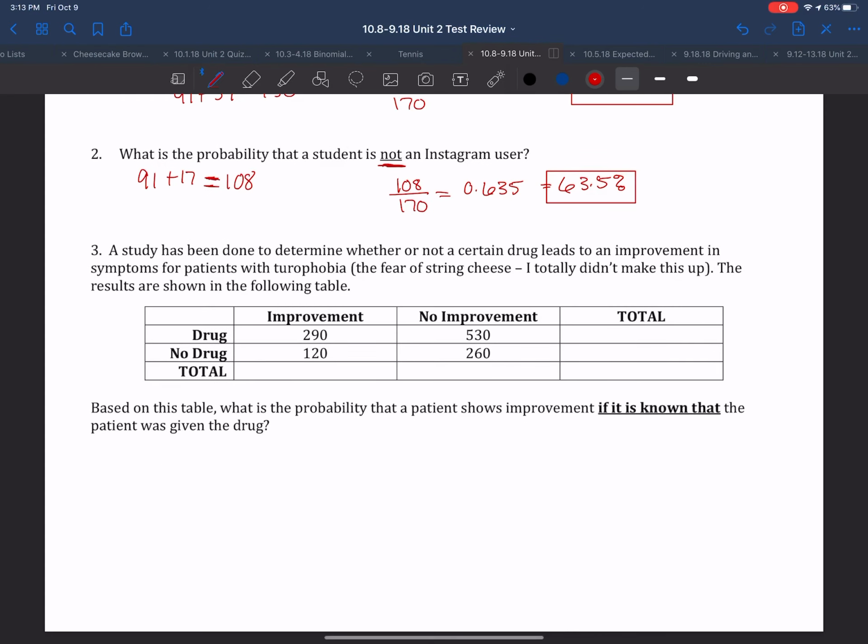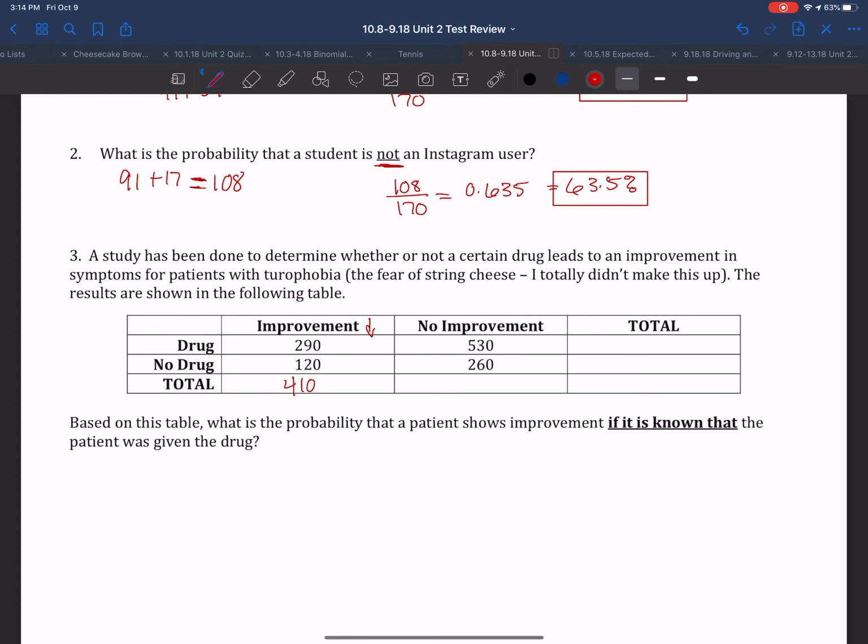Now, number 3 says a study has been done to determine whether or not a certain drug leads to an improvement in symptoms for patients with turophobia, which is actually the fear of string cheese, and that's actually true. It says the results are shown in the following table. Before we go any further, we want to complete this table. So we want to look at all the totals for the columns and the rows. If we add up all the people who had improvements, we would get 410. With no improvement, we'd get 790. And then our totals for the rows will be 820, 380, and 1200.